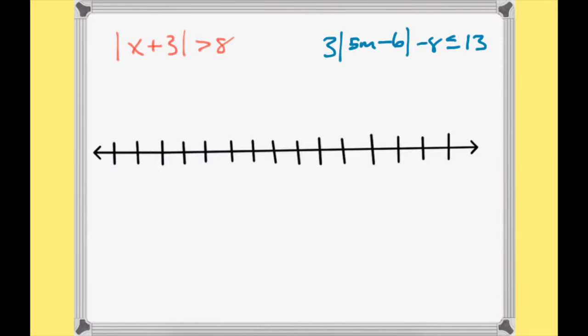So starting with the one on the left, we know that since it's greater than, we're looking at an OR inequality. X plus 3 is greater than 8, and then the negative 1 gets the switched sign. X plus 3 is less than negative 8. We subtract 3 from both sides, gives us x is less than negative 11, or x is greater than 5. So we would have an open circle at 5 with an arrow going to the right, and an open circle at negative 11 with an arrow going to the left.